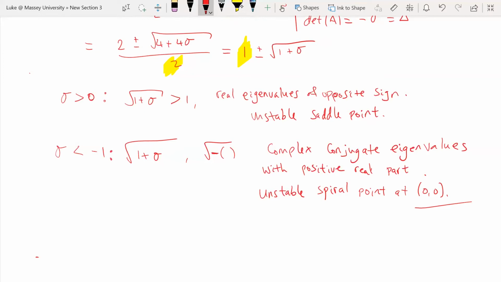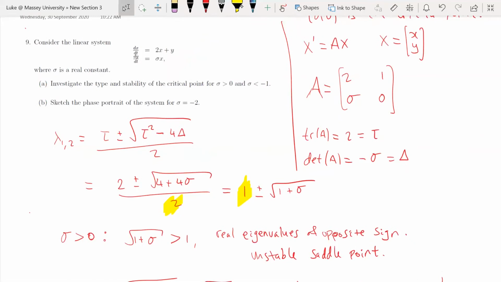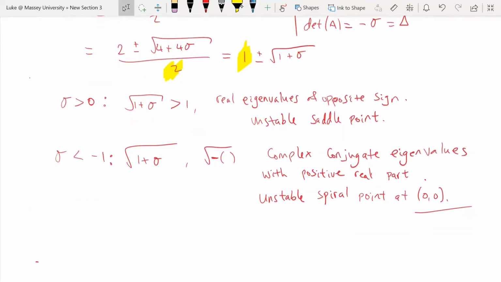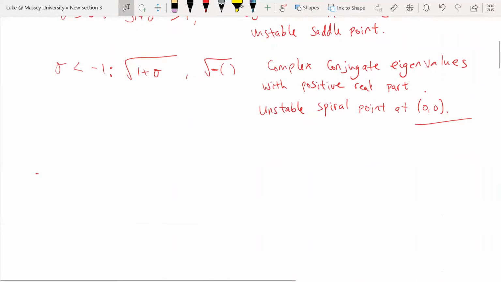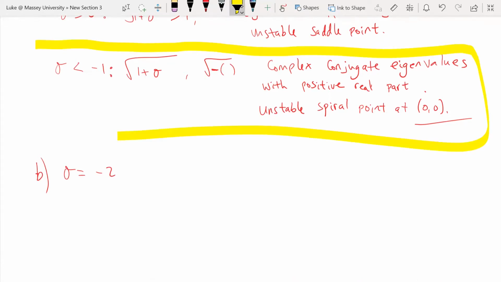Okay, so we've answered question A now. Good. But now we're asked to sketch the phase portrait of the system for sigma equals -2. Well, if sigma equals -2, then we have this case here, because sigma less than -1 gave us an unstable spiral point. So we have an unstable spiral point.